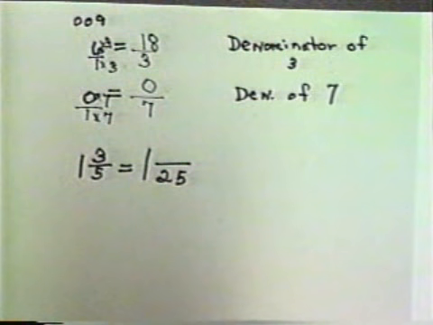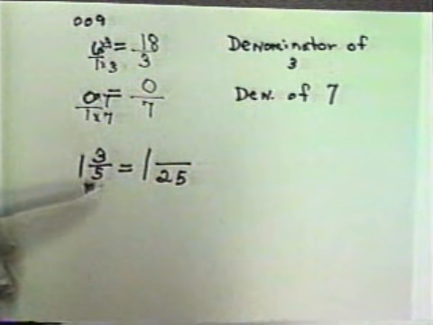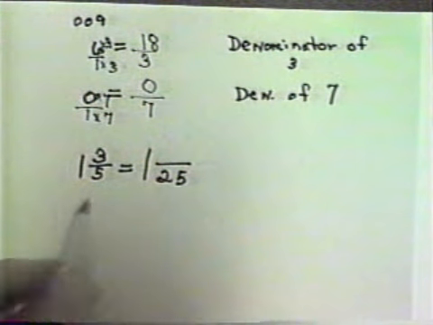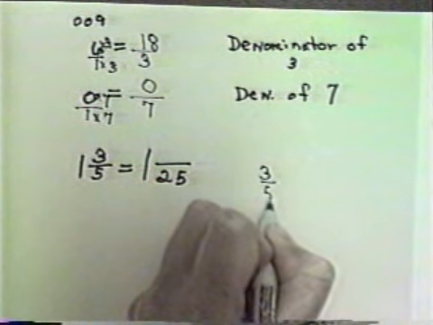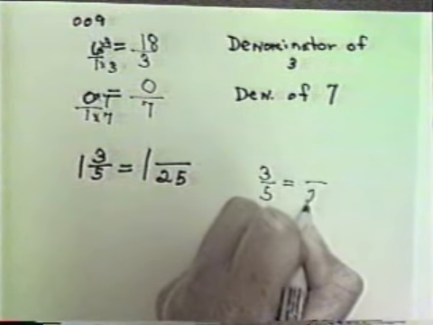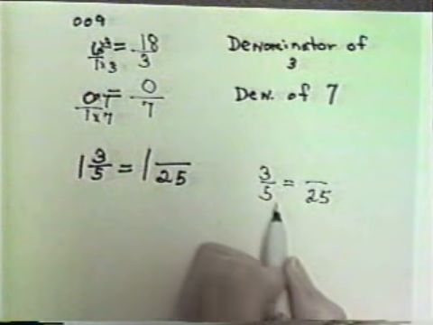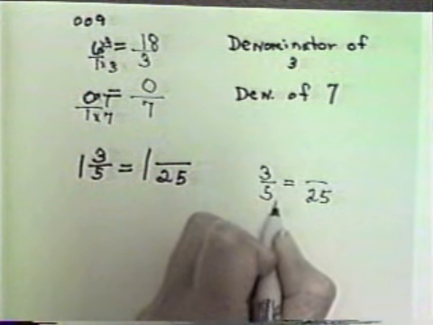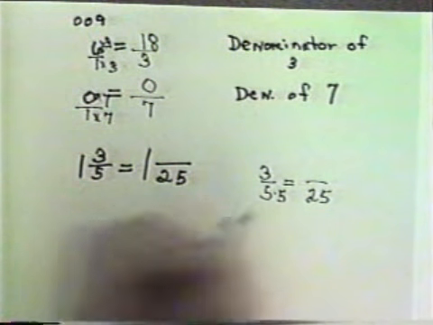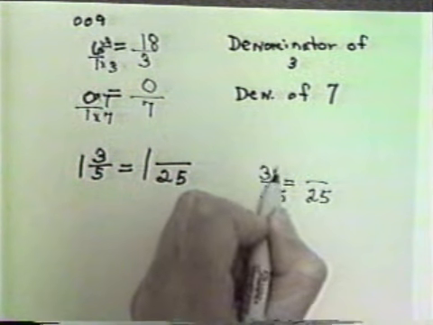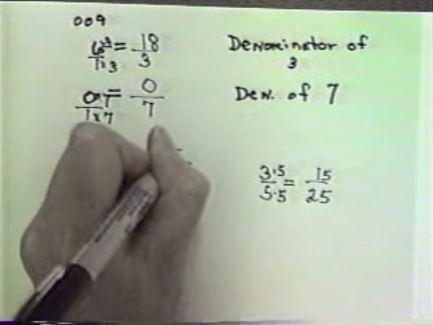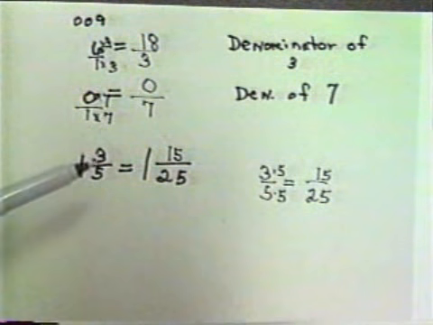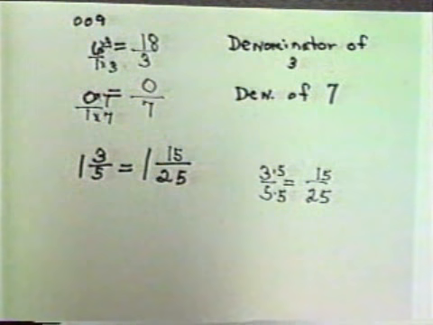And then here's a mixed number. If we want to change 1 3/5 to 1 and something over 25, we'd really just be working with the 3/5. So we take the 3/5 and turn it into so many 25ths. And we'd say, what do we multiply 5 by to get 25? And that would be 5. So we'd have to multiply 3 by 5 and get 15. So we come back over here and put in the 15. So 1 3/5 is the same as 1 15/25.